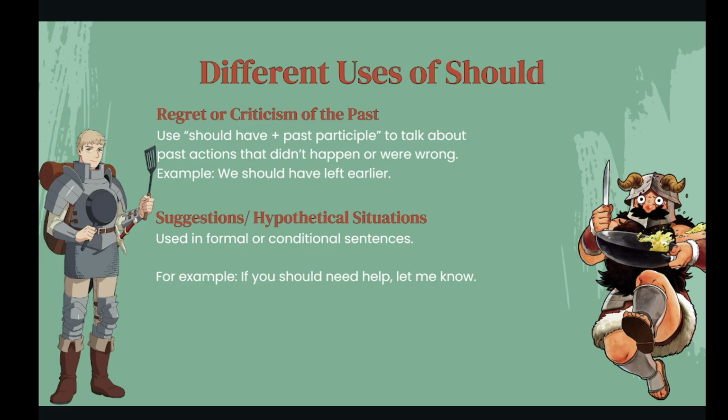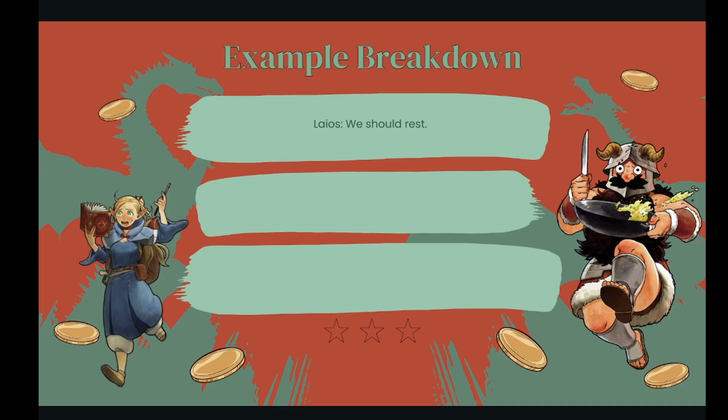Okay, let's break down our clip and see if you guys can guess what use of should Lias was expressing in our example. So remember, Lias said we should rest. So of those 5, which one do you think it was? Okay, let's see. It's a suggestion and advice for now or soon. Because remember, in that context, Marcel tripped on a plank on the bridge. And so he's like, ooh, we've been walking a while, we should rest. So he's giving a suggestion to his group to take a break.